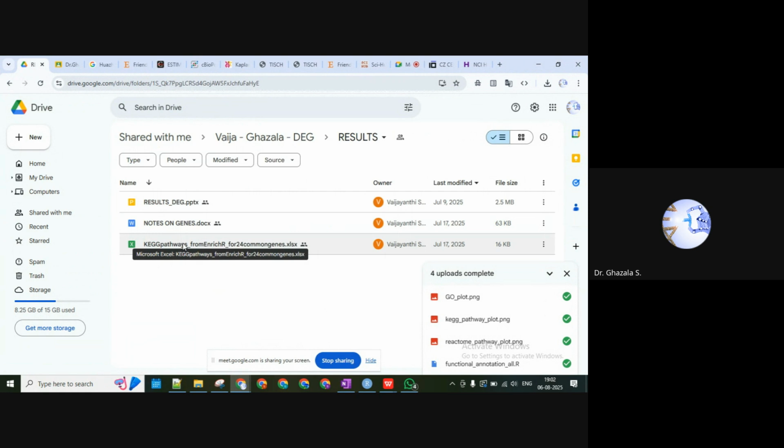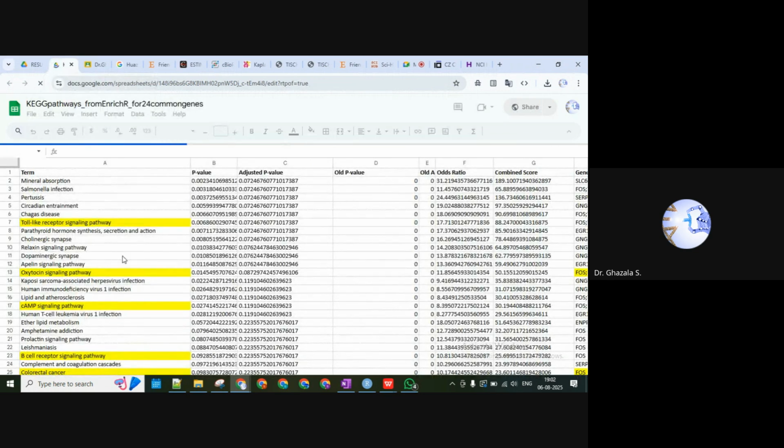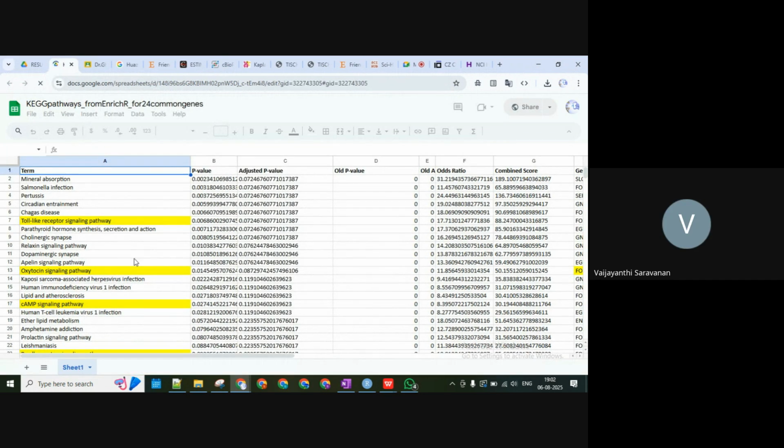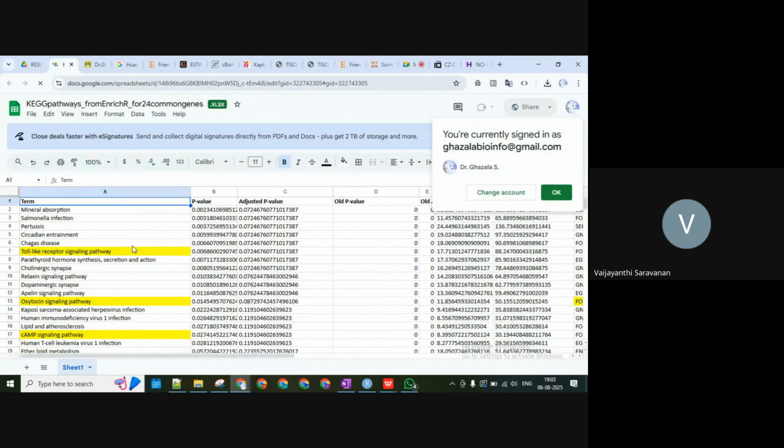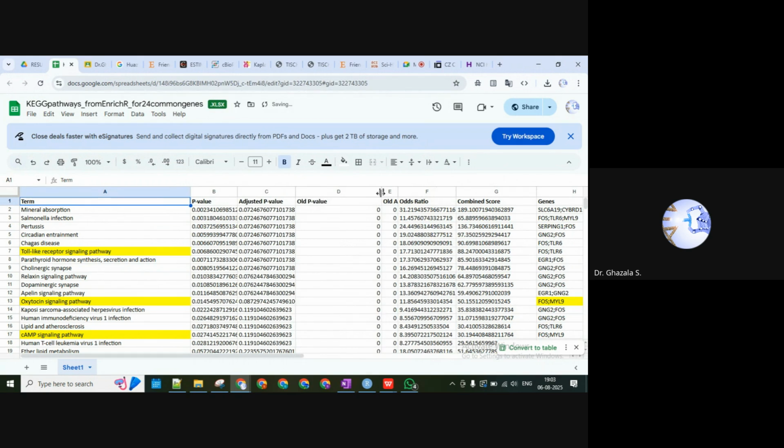So you have the KEGG pathways already filtered out. How many pathways have you filtered? I have highlighted all the pathways that I have put. Okay, so we need to proceed with these pathways and the genes which are involved in these pathways. We need to focus on them, right?